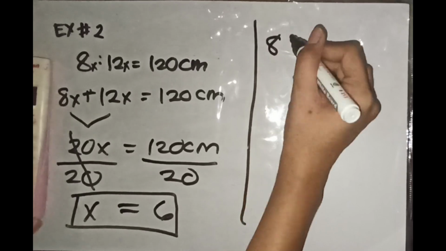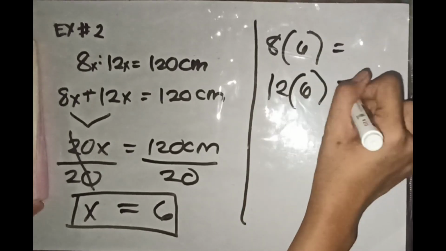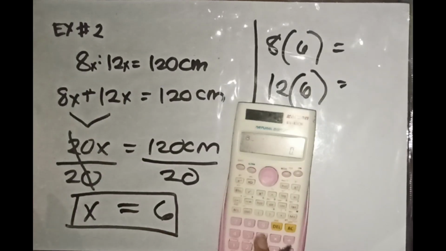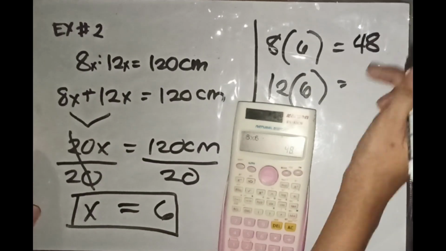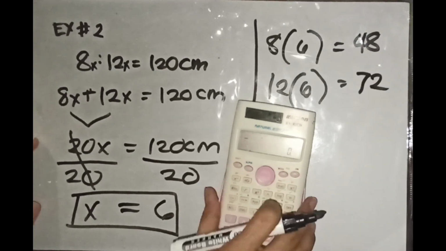For the next step, i-times natin yung 6 sa mga ratio. 8 times 6 is equal to 48. 12 times 6 is equal to 72.